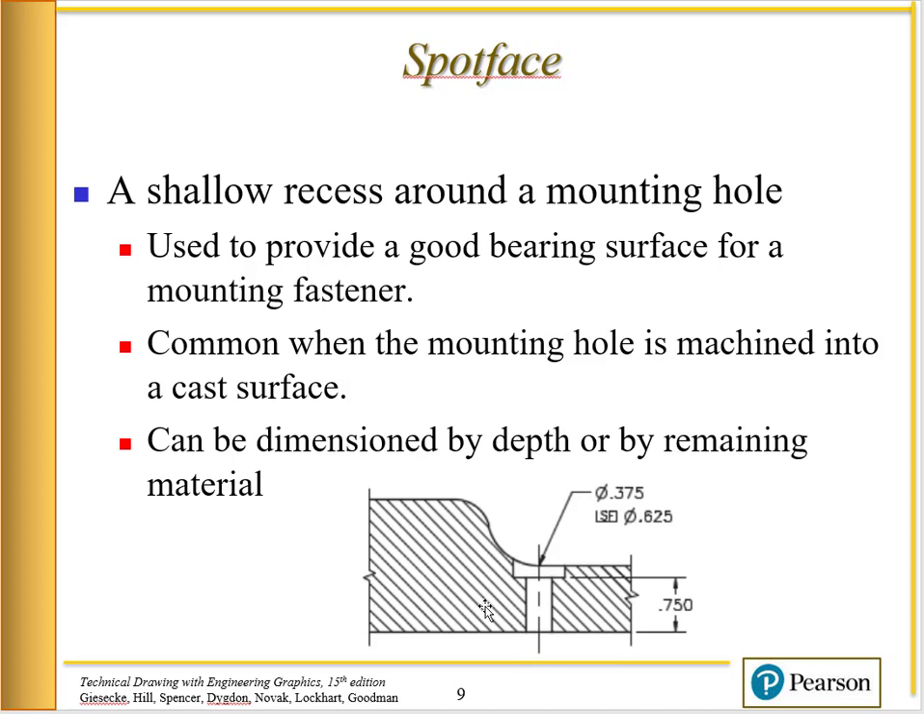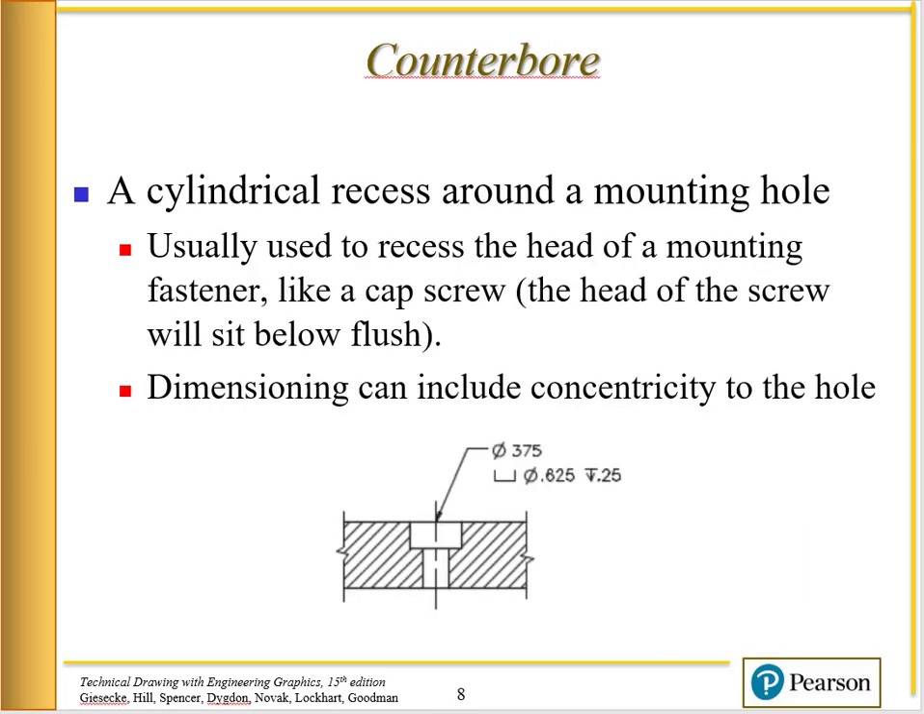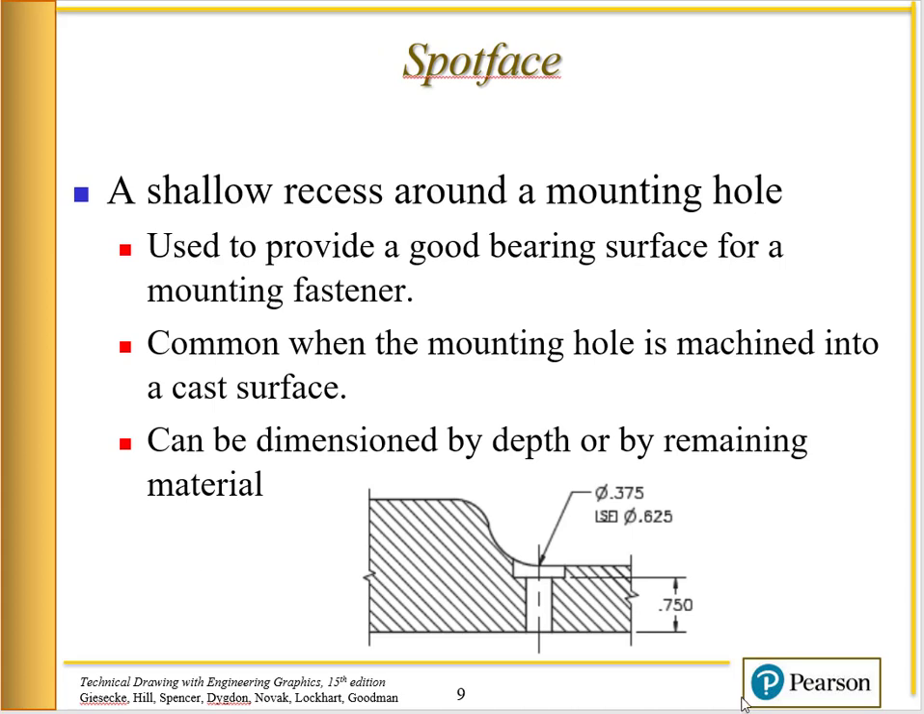That's what the spot face does. It gives you a good bearing surface for your mounting fastener. This is common when a mounting hole is machined into a cast surface, and it can be dimensioned by the depth or by the remaining material, like I just said. So in this case, we've got the depth. Typically this is how we dimension a spot face. When I talked about counterbores before, we typically dimension counterbores by the depth of the counterbore. For a spot face, typically the thickness of the mounting area here is what you dimension.